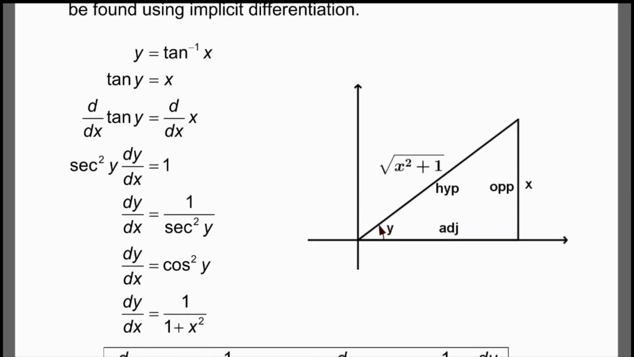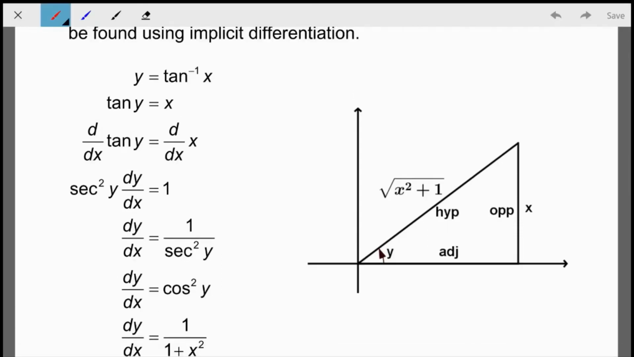We have y is inverse tangent of x, and we want to find the derivative of that. So we want to know what's the derivative of inverse tangent of x. Well, we don't have a rule for that. So you can see the first step here is to rewrite this in a form where we've got functions we do know how to take the derivative of. Take the tangent on each side, we get tangent y is equal to x.